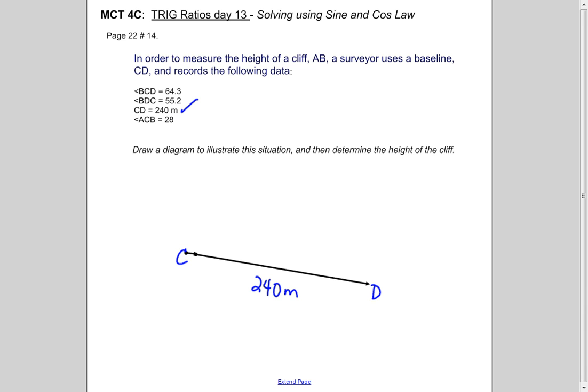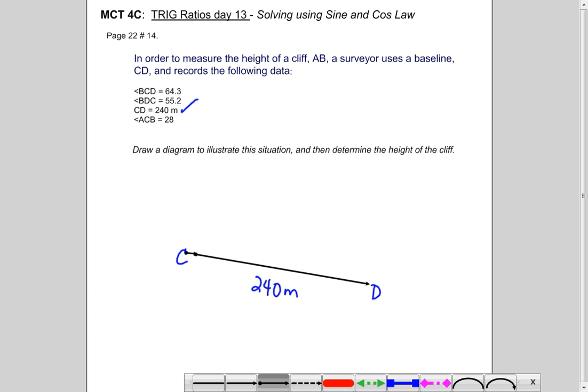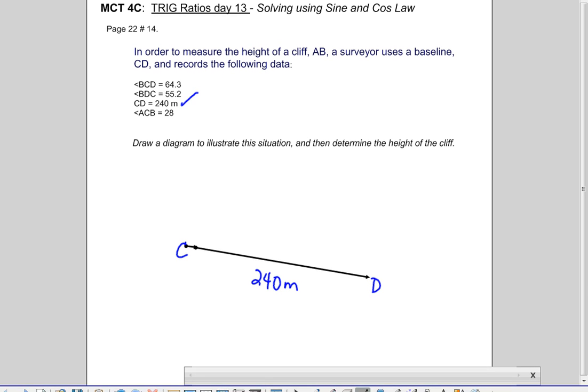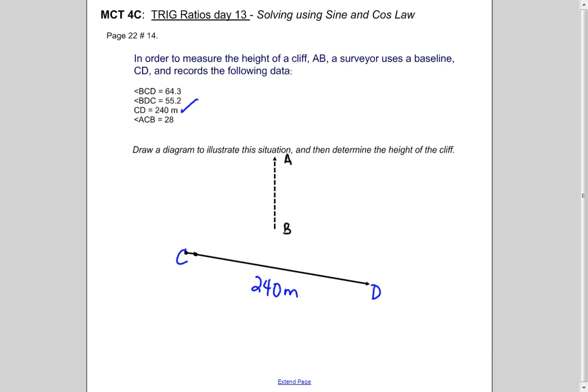He has a cliff he wants to measure, AB. So let's draw our cliff. I'll do that with dotted. So I have my cliff. It's a little bit away from his baseline, and we know some other angles.